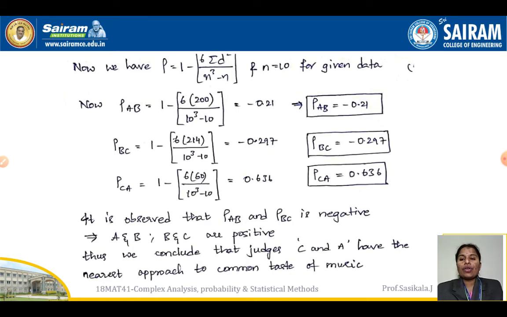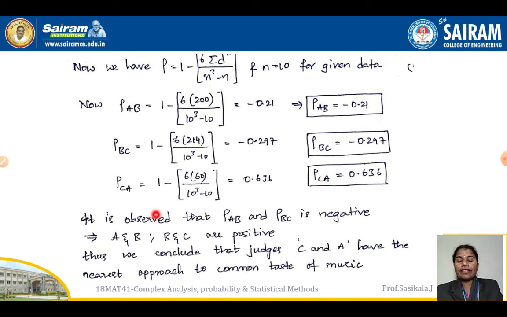Now we go for each pair of judges. We have to find the rank correlation, so substitute the summation D squared value, and you will get the respective correlation. For the three combinations: AB is minus 0.21, BC is minus 0.297, and CA is 0.636.